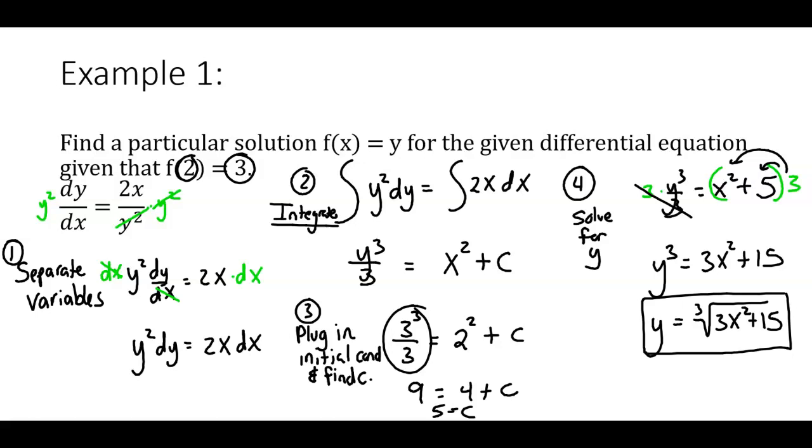So just to kind of refresh your guys' memory, separating the variables is worth 1 point. Integration is worth 2 points because you get 1 point for each side that you integrate. Plugging in and finding your c is worth another point. And then solving for y is the last point there. And so typically these end up being anywhere from 5 to 6 points.